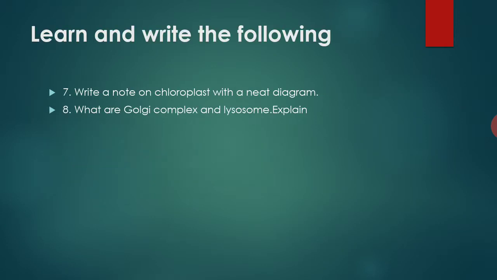And here are your questions to learn and write. Question number 7: write a note on chloroplast with a neat diagram. You have to draw the structure of a chloroplast and write the important functions of the chloroplast. And the 8th one: what are Golgi complex and lysosome? Explain. What is meant by Golgi complex and lysosome, and what are all their functions? Everything you have to write down.